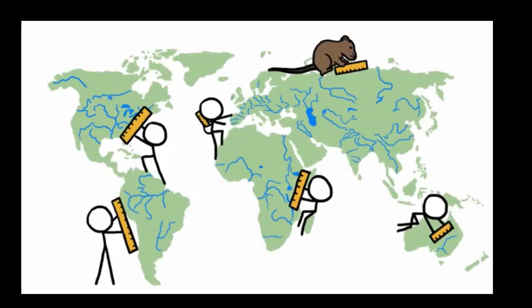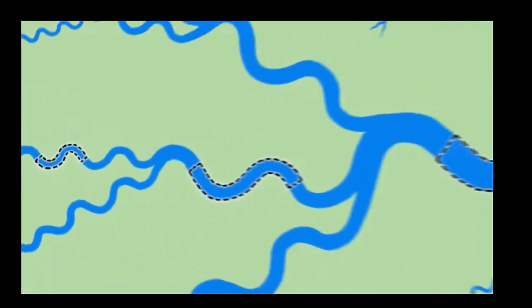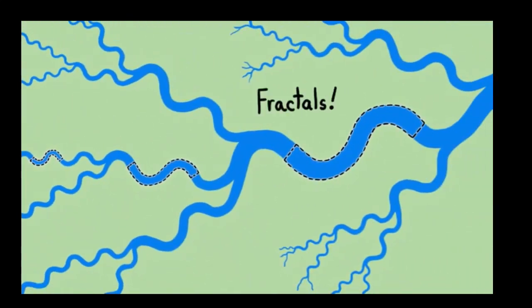In fact, measurements of meandering streams all over the world reveal a strikingly regular pattern. The length of one S-shaped meander tends to be about 6 times the width of the channel. So little tiny meandering streams tend to look just like miniature versions of their bigger relatives.